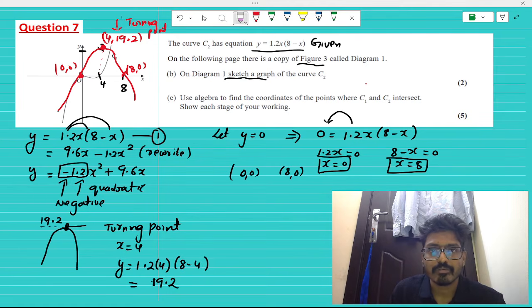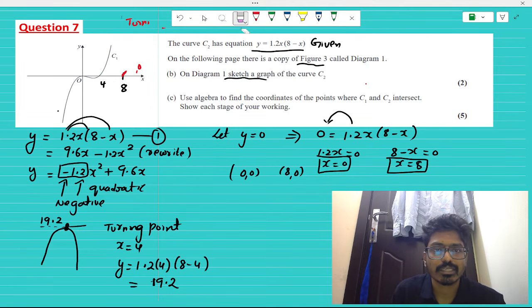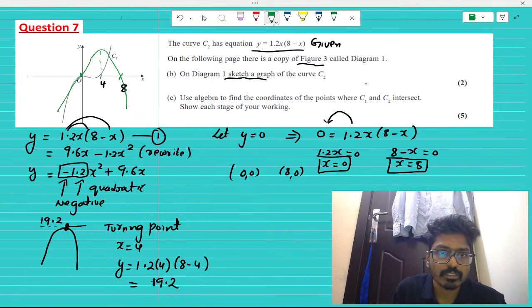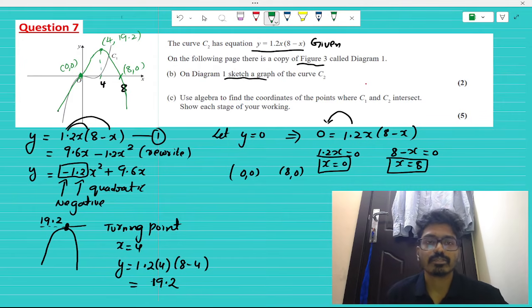If I want to make it very clear, I can show you the graph in a clear picture. You just draw something like this. This would be our graph. This is a parabola. This is another point, so this would be (4, 19.2), this would be (8, 0), and clearly mention that this is (0, 0). So this is our answer for 7 part B. So we have to sketch the graph.